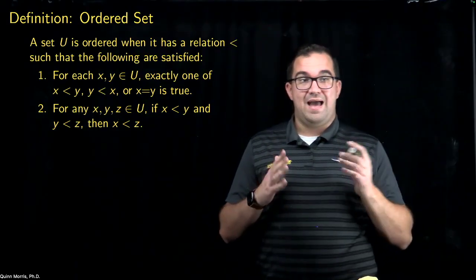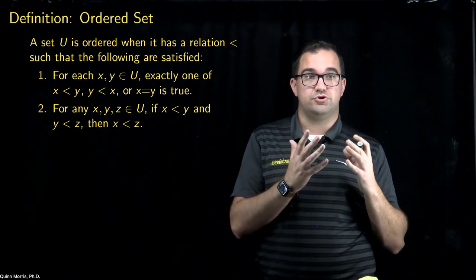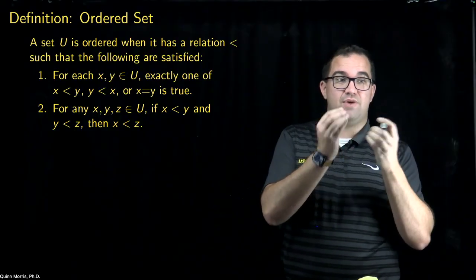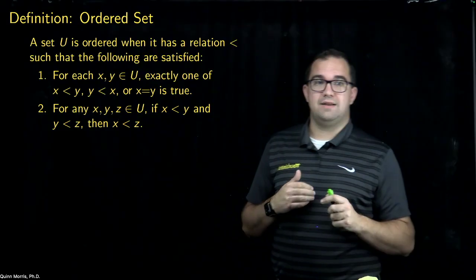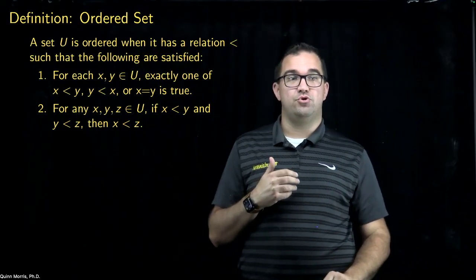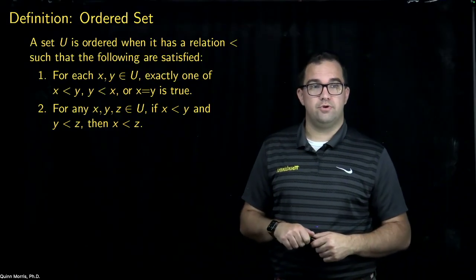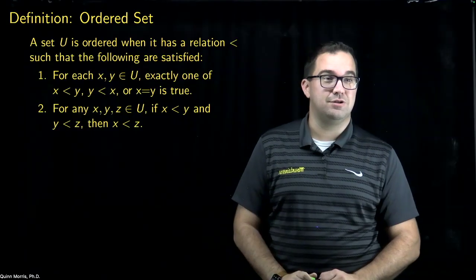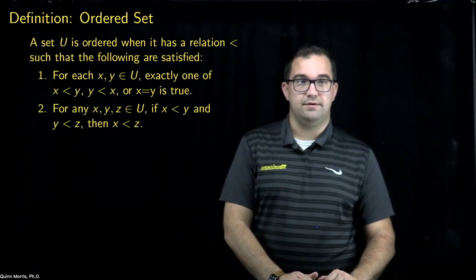Now, all of that gives us structure to do arithmetic. Now we also want enough structure to be able to compare things, to talk about closeness or relative sizes of things. So we're going to start by defining what it means for a set to be ordered. We say that a set U is ordered when it has some relation, we're going to use the very inventive notation less than, such that the following are satisfied.